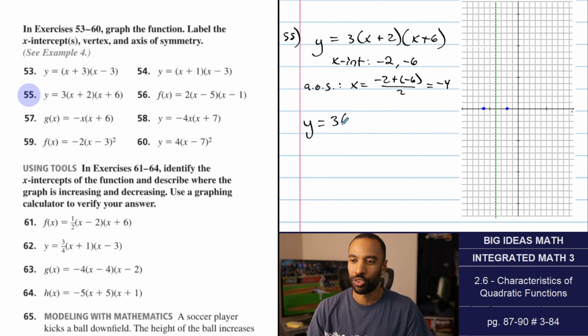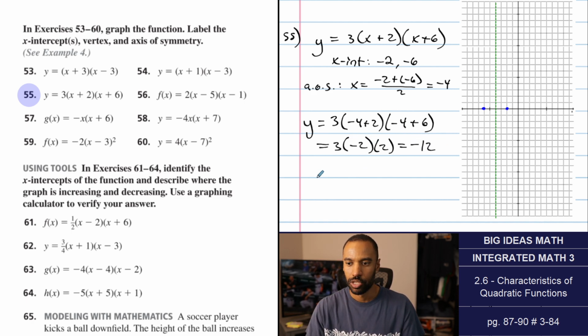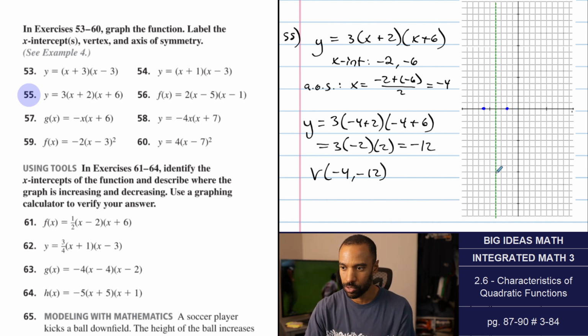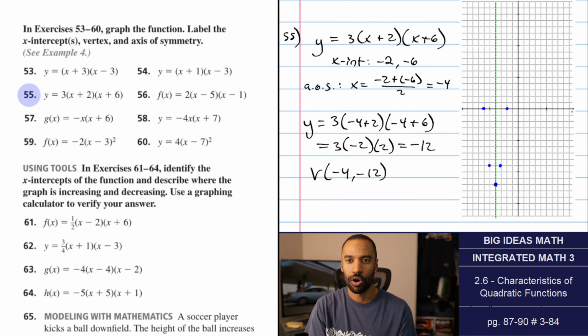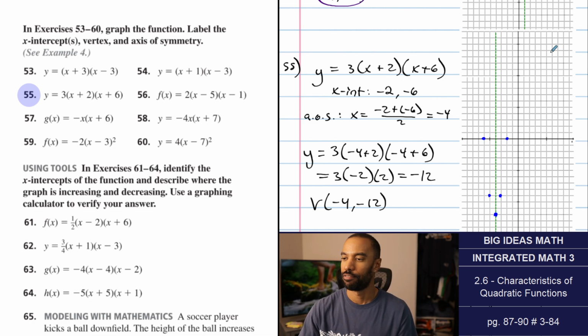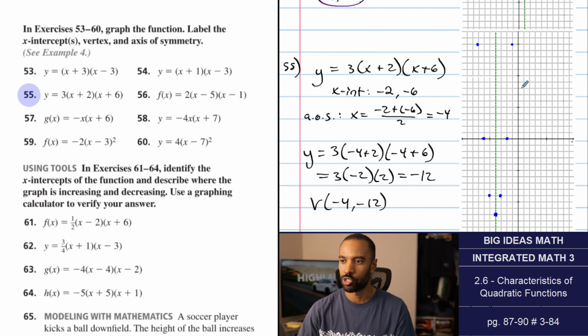All right, so we're going to do 3 times negative 4 plus 2 times negative 4 plus 6. What did I say about these things in the middle again? They're going to be opposites of each other. Negative 2 times positive 2. Negative 4 times 3 is negative 12. So we got a vertex of negative 4, negative 12. We got an axis of symmetry of x equals negative 4. Well, this goes a little low. It's good I went low. And it's got a stretch factor of 3 with these x-intercepts going through. So over 1 up 3, over 2 up 12, right? So we hit those. And then over 3 up, what's 9 times 3? 27. What's 27 up from negative 12? 15. I can't even get to the y-intercept here without running out of space.